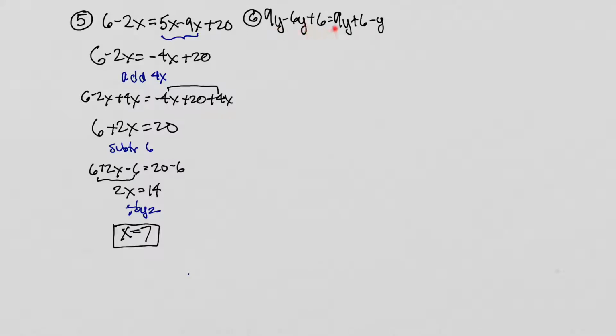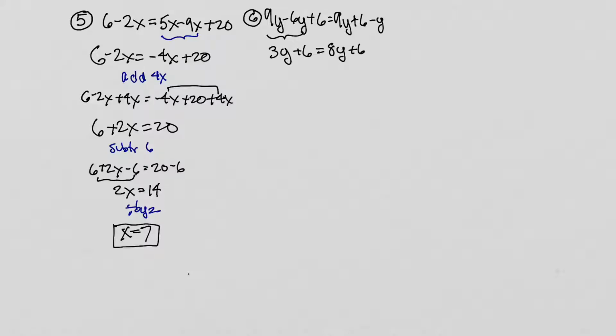Number 9 asks us to solve this equation. So let's tighten up this side and this side, right? We can combine some like terms here. So 9y's minus 6y's, that's going to give us 3y's, right from here. 3y's, and we still have that plus 6, equals, and then over on the right side, 9y's minus a y is 8y's. We still have the plus 6.